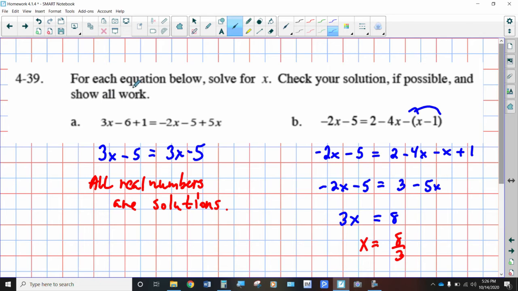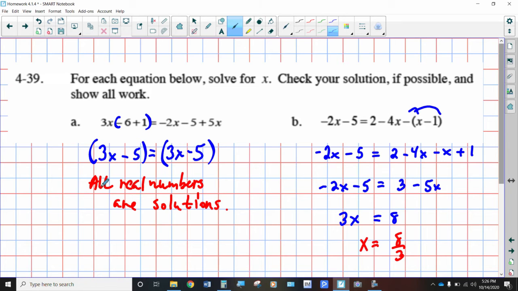Each equation below, solve for x and check your solution. All right, so if we take 3x minus 6 plus 1, let's combine like terms and make that 3x minus 5. And on this side, you got your negative 2x minus 5 plus 5x. So when you add the negative 2x and the 5x, you get 3x minus 5. So these are the same expression, which means no matter what number you put in for x here, you would be putting the same number in here, and they're going to be equal to each other.